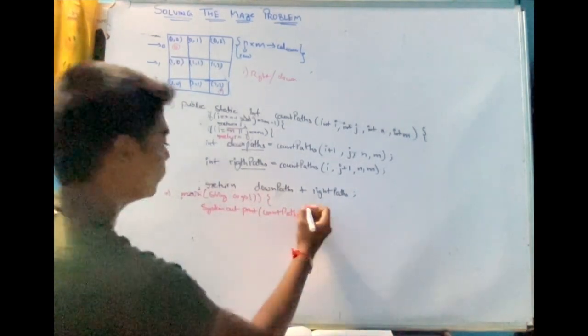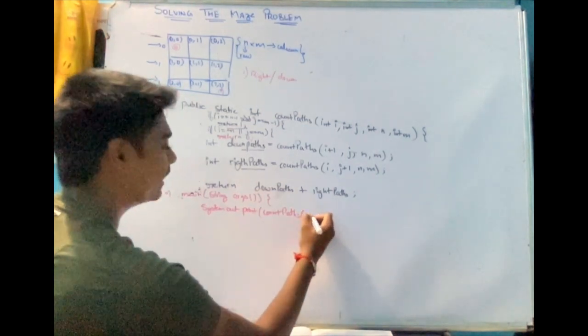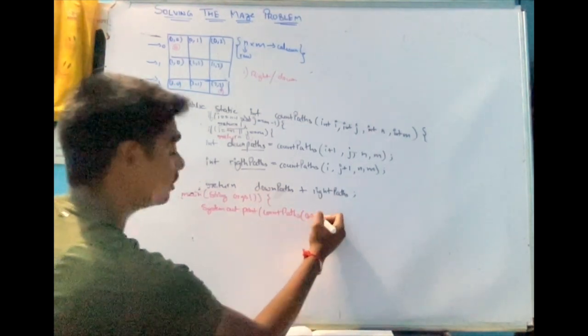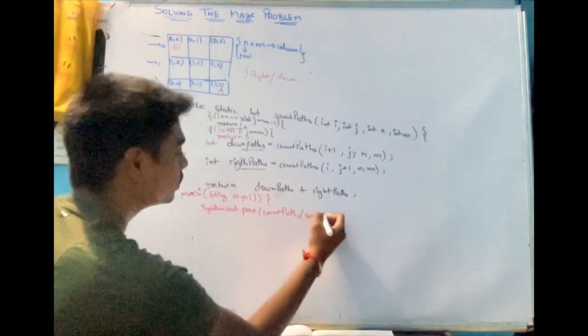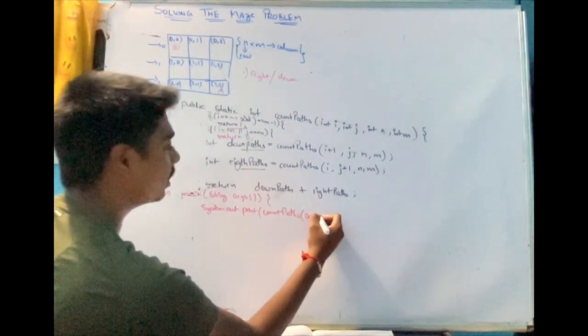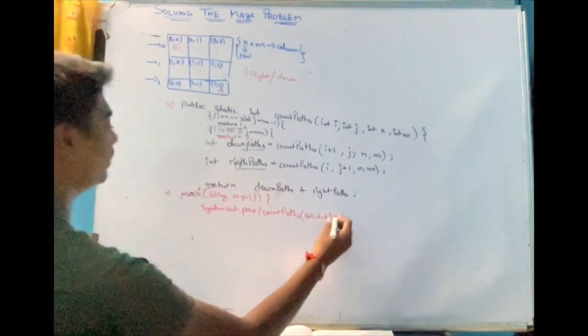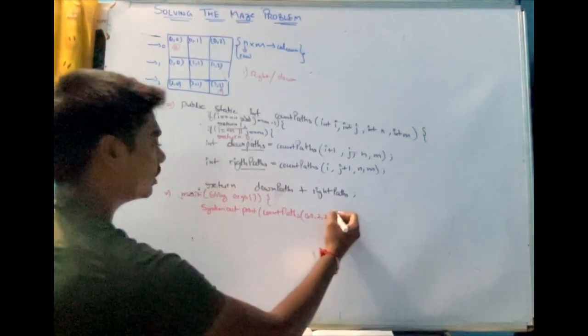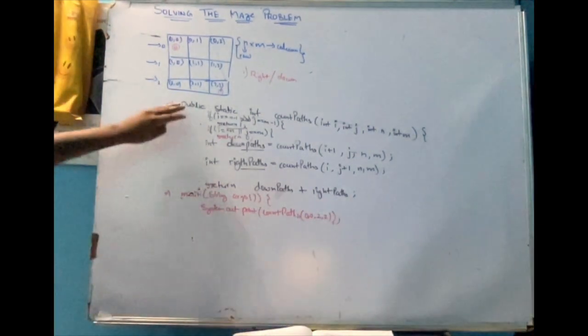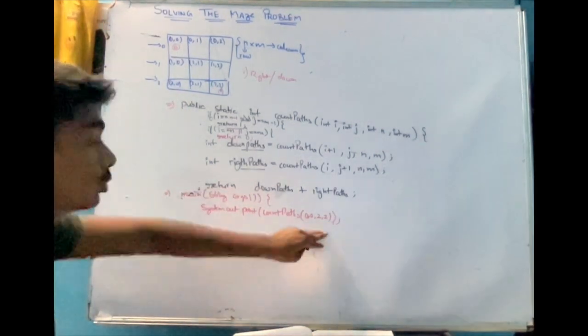In this countPath we have to pass the values. So initially we are standing at 0, 0, and then the n cross m, the size of the matrix, we will pass. So for example, we'll be passing the matrix 2, 2, 2. So this is the matrix that we'll be passing. Now we'll close this, and then we'll run this program. In this case, this is the 3 by 3 matrix, so we have used 2 by 2 over here for the ease of understanding.